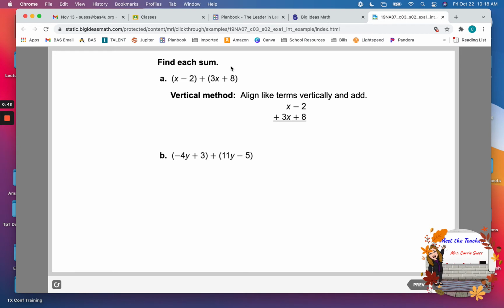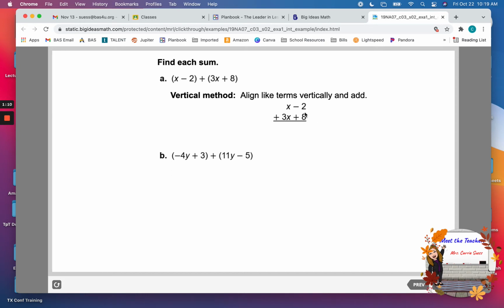So they're aligning the terms vertically. You see here how we have our first expression, x minus 2. Then we line up the second expression where the variables are lined up. You see this? Okay, so then without a variable and then with a variable. Write this in your journals. Then you're going to add like you normally would going down.